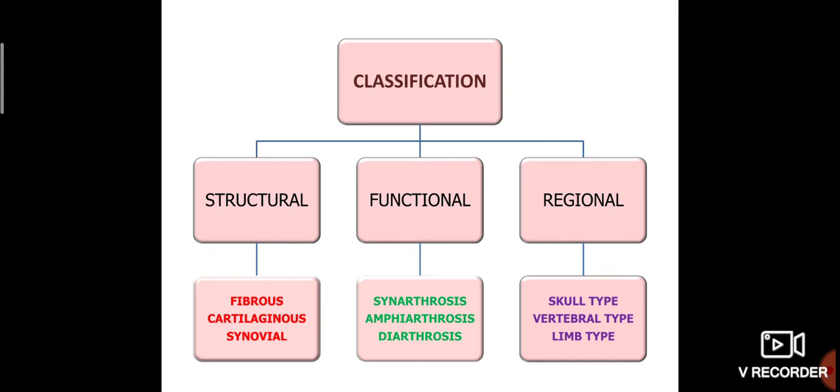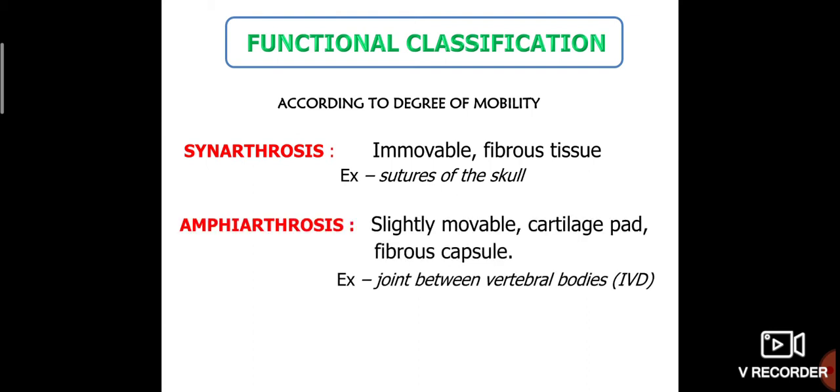Regional type, in the sense, is the location where the joint is present. For example, skull type, vertebral type, limb type: joints in the limb, joints in the skull, joints in the vertebra. Then we will first move to the functional classification according to the degree of mobility. The joints can be synarthrosis, amphiarthrosis and diarthrosis.